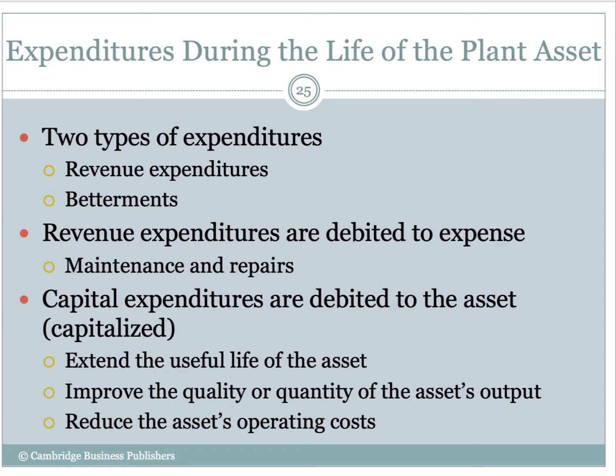So if we have a large expenditure on a piece of equipment, and that expenditure or that repair that we do actually increases the efficiency of that machine, or it increases the efficiency of that machine's output, then we have to capitalize it. Okay, by booking these capital expenditures, really what we're doing is we're actually reducing that asset's operating cost.